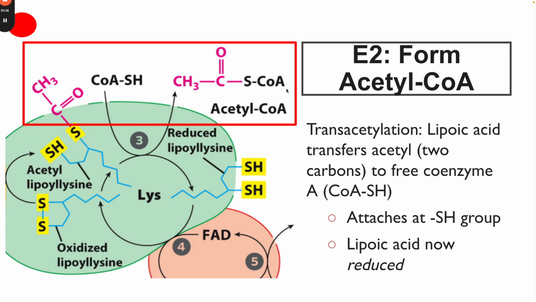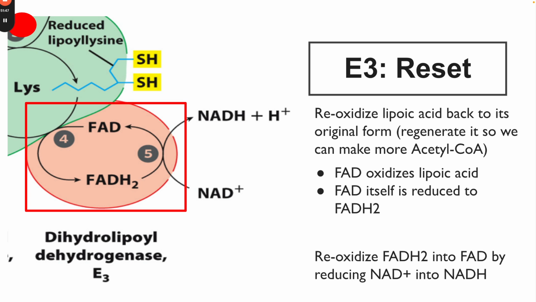So now we're in E2 of the PDH complex, and this is where we're actually going to form acetyl-CoA. Our lipoic acid transfers the acetyl group to our free coenzyme A, which attaches at the thiol group. Here the lipoic acid is reduced. So at this point in the PDH complex, our acetyl-CoA is basically formed. But what's really important is that this process has to keep repeating itself in order to keep making more acetyl-CoA for our TCA cycle. So what we have to do now in E3 of the PDH complex is reset.